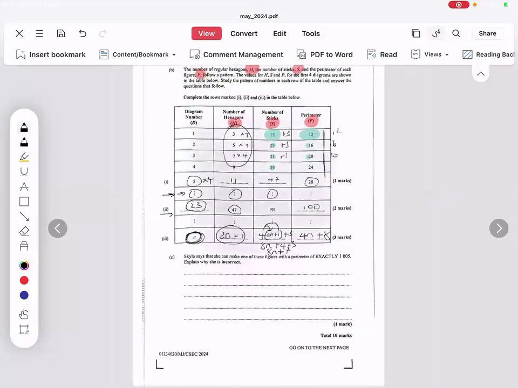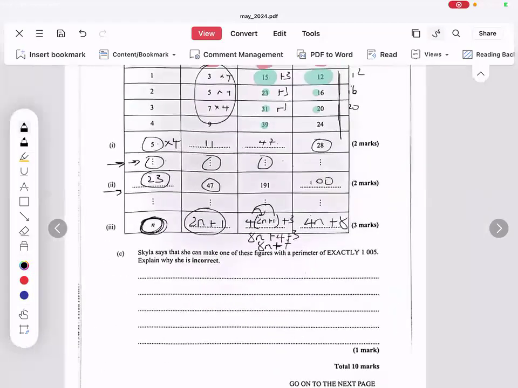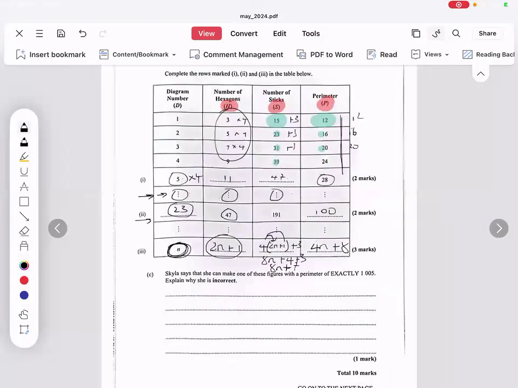All right, moving on. Since we're not hearing any question, Skylar says that she can make one of these figures with a perimeter of exactly 1005. Explain why she's incorrect. Why she's incorrect? Well, what's the formula for perimeter? What's the formula for the perimeter based on the diagram on the table? Look at the bottom. Which one of those formulas at the bottom would we use for perimeter?